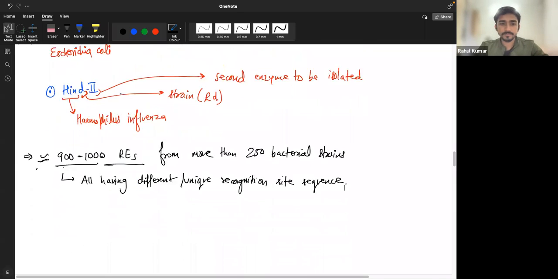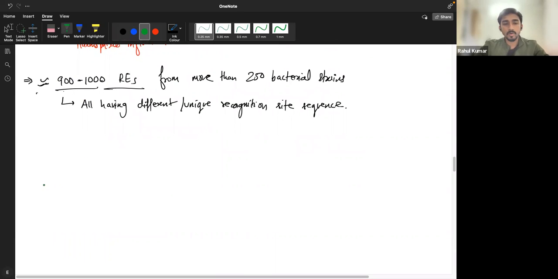Let me draw it for you. So this is our gene of interest in a long piece of DNA. What is marked with green is the gene that I'm interested in. I want to cut this gene out, put it in a plasmid, then put it in a bacterial cell and make multiple copies of this gene. I want to do gene cloning for this gene. Now I want to use EcoR1 to cut it out.